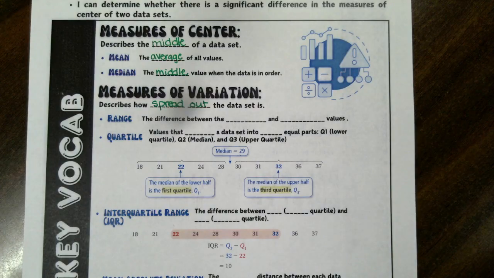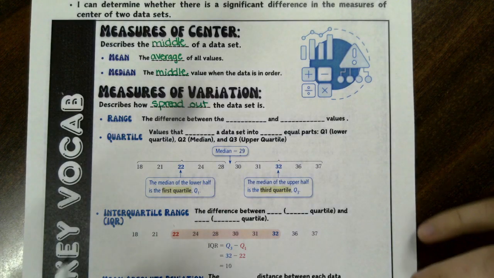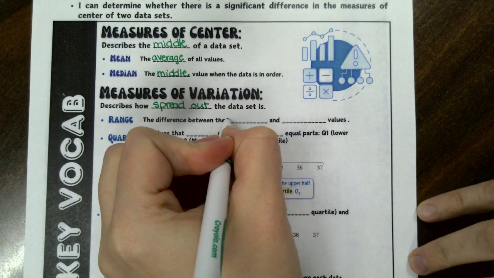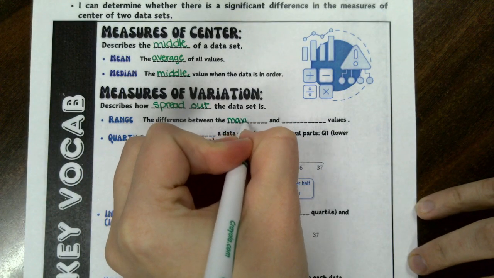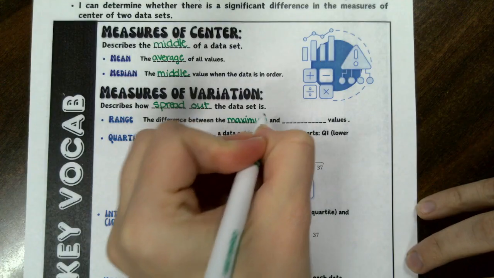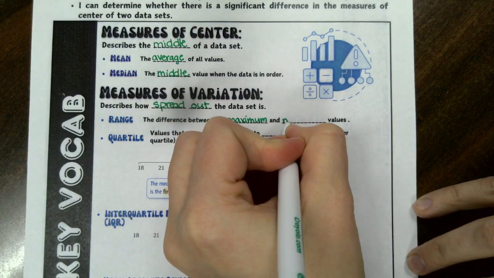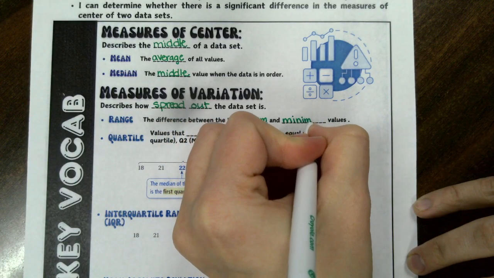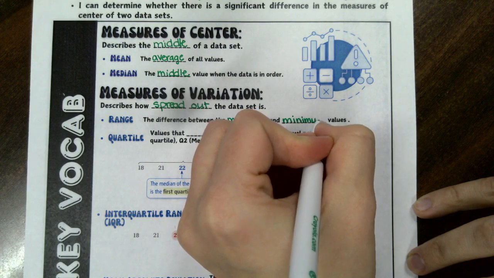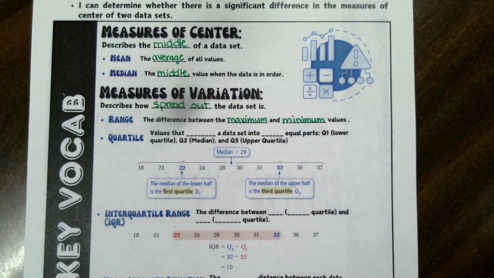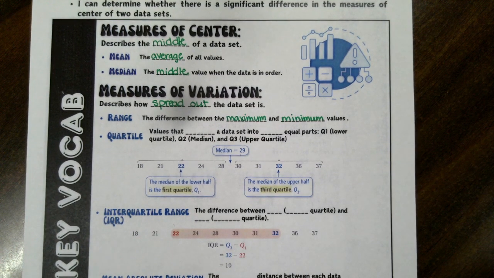So under the measures of variation, we have a few things. We have the range, which is the difference between the maximum, or the largest, and the minimum, or the smallest values. So we take the largest number subtracted by the smallest number, and that's how we find the range.